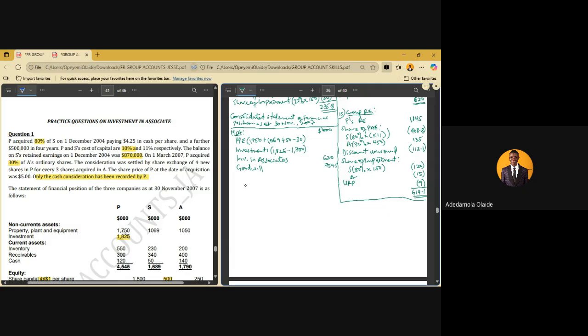So aside that, we can now go to current assets. Inventory. What do we have? 550 plus 230. Then we'll now do what? We'll take out the unrealized profits. So unrealized profit for the one the subsidiary sold to the parent is 20, while unrealized profit for the one they bought from the associate is 9. And that will give us how much?